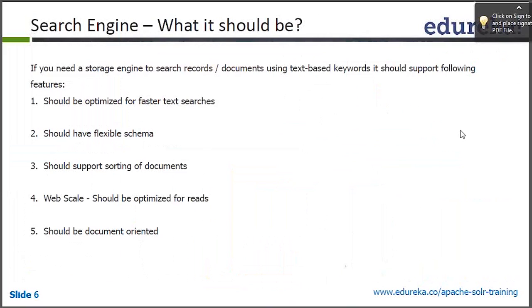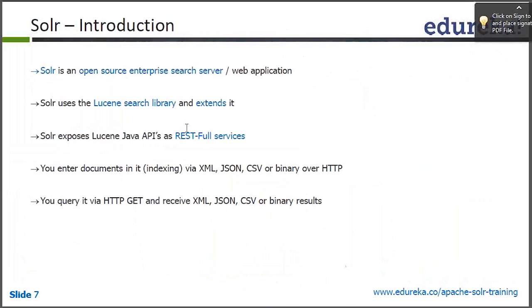And since every document has its own attributes, you cannot have a fixed schema. You have to have a flexible or dynamic schema based on the document content. And it should have huge scale support where you can add millions or billions of records, and you should be able to scale it horizontally. These are some of the characteristics we are looking for in a search engine, which we will be exploring in Solr.